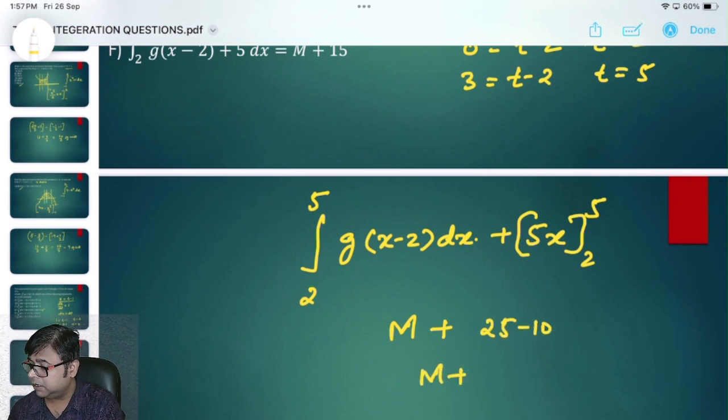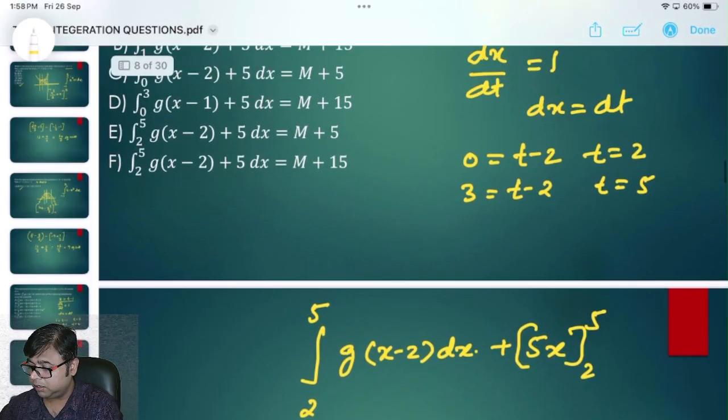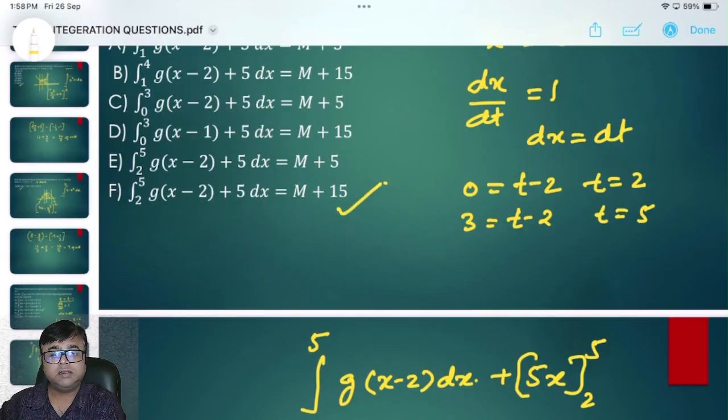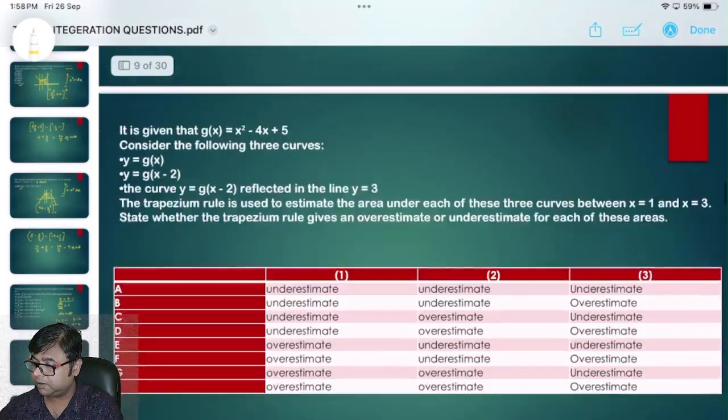So the answer is, let me check whether this is there in the options or not. So the integral from 2 to 5 of g of x minus 2 plus 5 dx is m plus 15. Yes. So F is the right answer. So this is the process that we follow to solve these types of questions. Let's move on to the next.